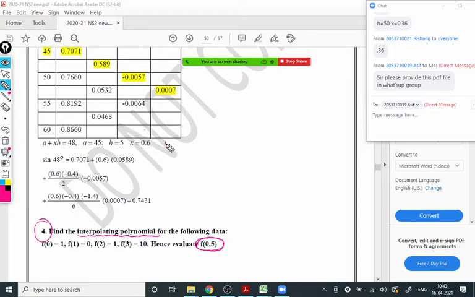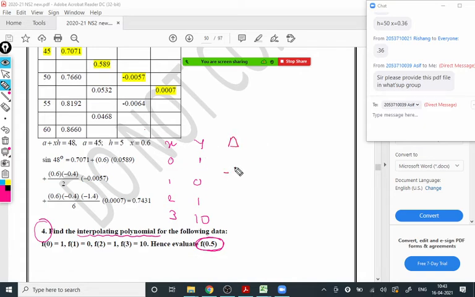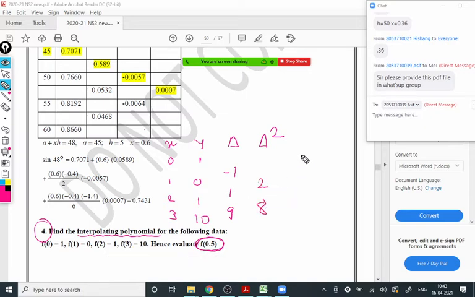So we have x, and we are given y. X takes values 0, 1, 2, 3. The f(x) values are 1, 0, 1, 10. Then we calculate delta. 0 minus 1 is minus 1, 1 minus 0 is 1, 10 minus 1 is 9. That is the first delta. Now the second delta: 1 plus 1 is 2, 9 minus 1 is 8, and delta cube is 10. Any doubt in the difference table? So step number 1, we write a difference table.